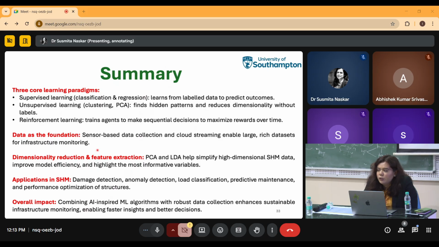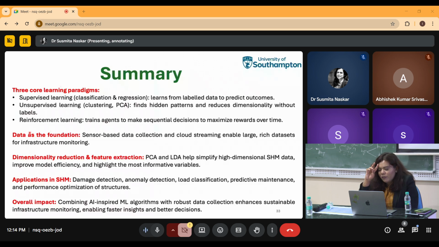Basically we understood how combining AI-inspired machine learning algorithms with robust data collection works. We have seen what happens if your data does not have the same density or does not look similar, and how we do this using unsupervised learning. If you have known data, where you know your X and Y, then definitely we use supervised learning. Or if you want to learn from the environment and take decisions, then we use the third one. Combining all of this, once you have robust data with enhanced collection, sustainable infrastructure monitoring happens, and that is going to help you get faster insights and better decisions, making your infrastructure monitoring more sustainable. That's the summary of the first session we have seen today.